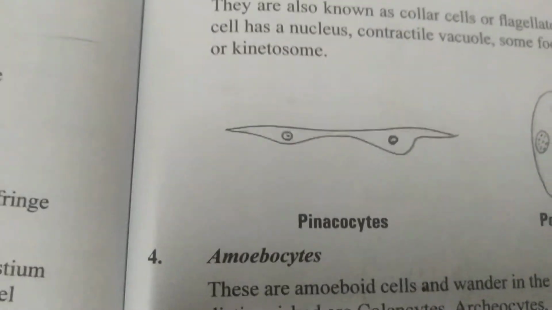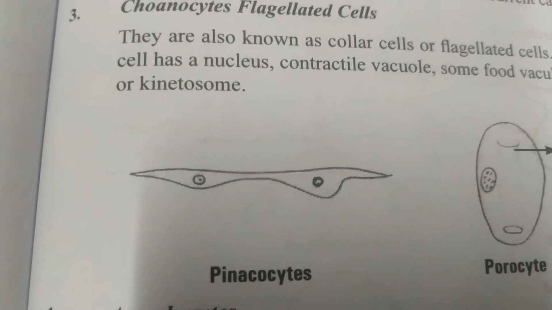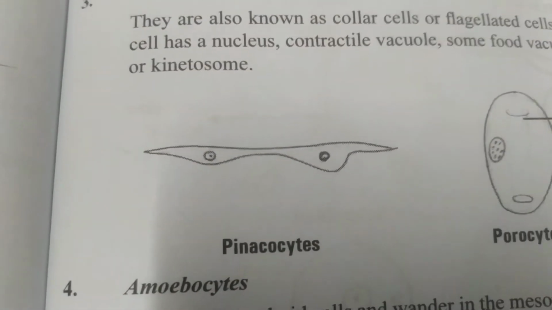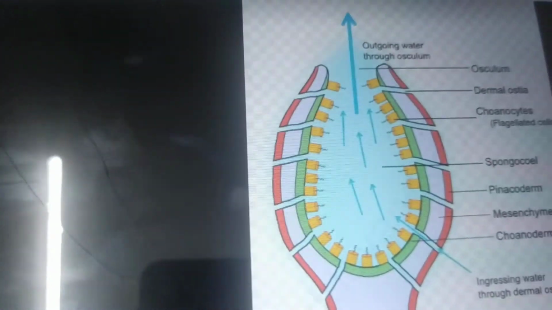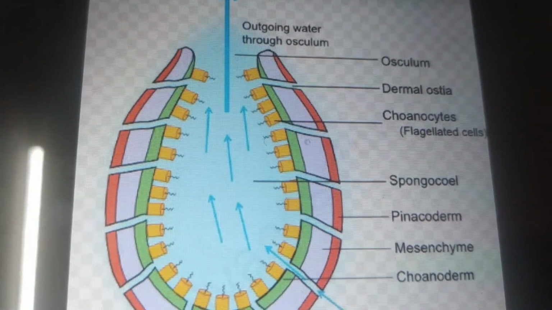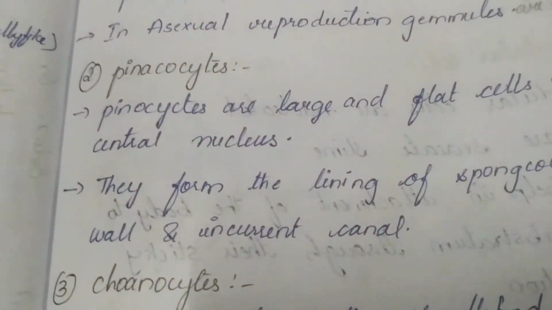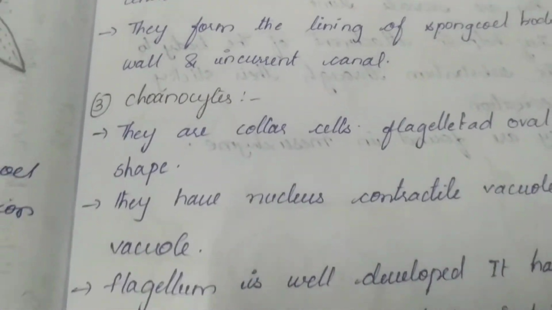Let me show you the central nucleus. Where are pinacocytes? They are here, right? This is a pinacocyte, the central nucleus is located here, and they are located in the spongocoel. Again, do you know where the spongocoel is? It's here. The whole blue part is your spongocoel, and the incurrent canal is your ostia. You know very well. Next, choanocytes.